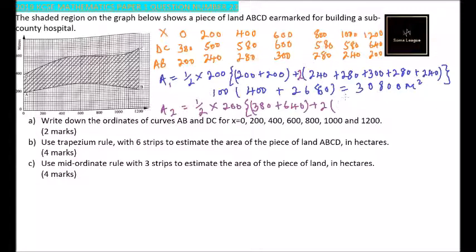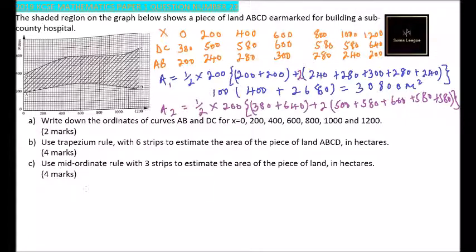We put the other values. So after 380 we have 500, then plus 580, then plus 600, then plus 580, then another 580, and we close the brackets. The other one we had already dealt with in the first piece. So I want to go ahead into details of working that.